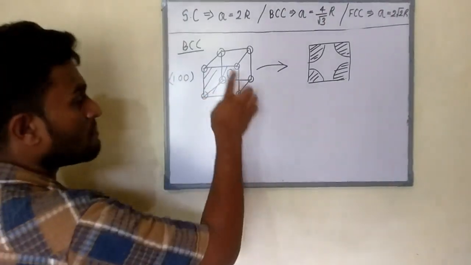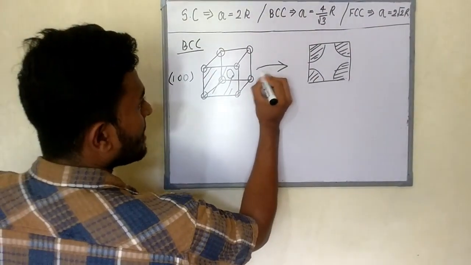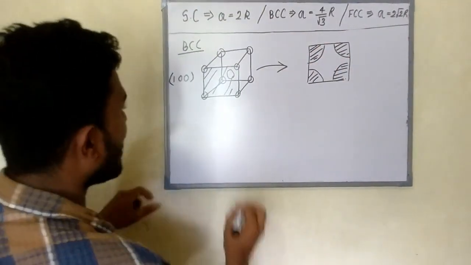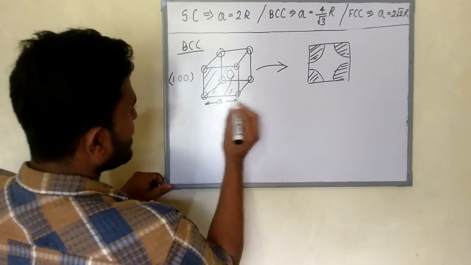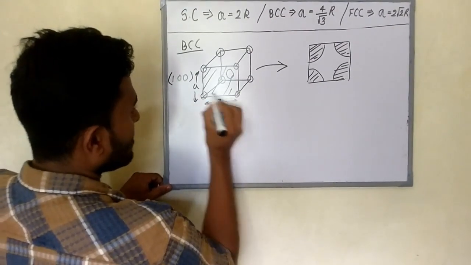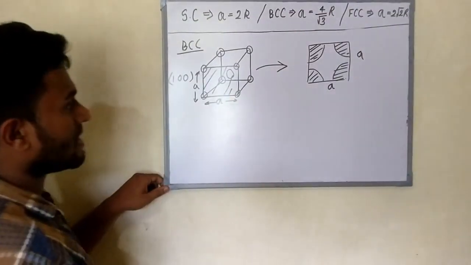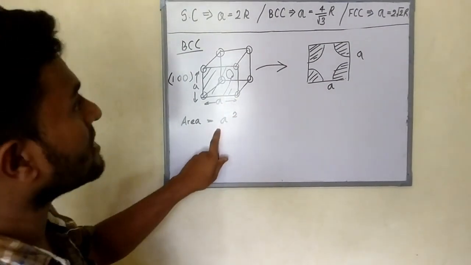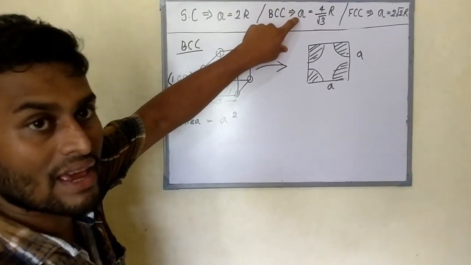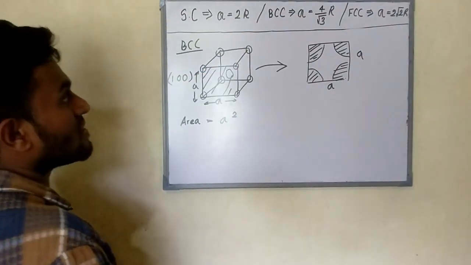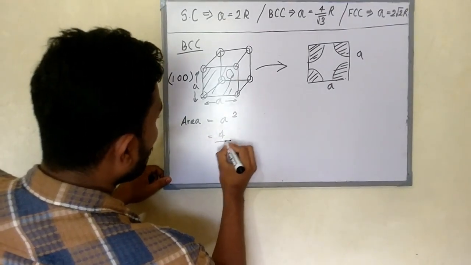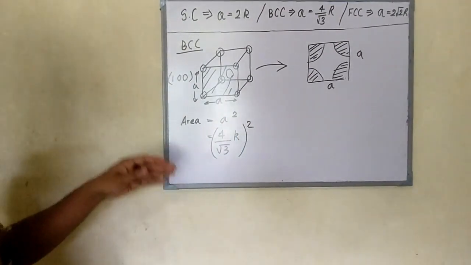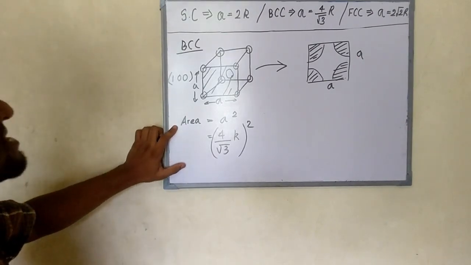BCC 100 plane, this plane. So here I can draw a square. Here also 1 over 4 into 4 atoms are going to be shared. And here also we know the length is A. Here also the length is A. So this is also A, this is also A. So your area is going to be A squared. But we already calculated the value of A for the BCC cubic structure is 4 over root 3 R. So that is squared. So from this you can find out the area of the BCC structure.